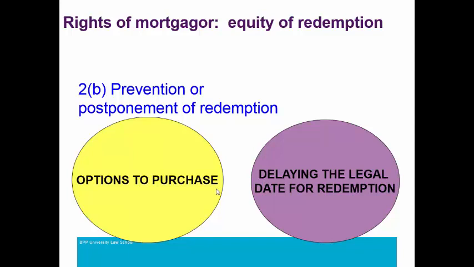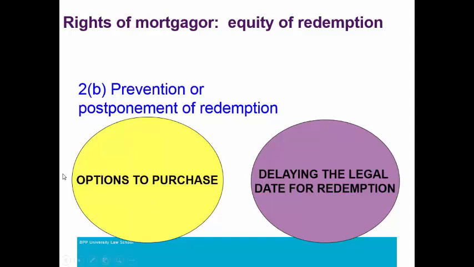So I've got a couple of examples because I think examples make it more real than me trying to explain. The first one is options to purchase. You can't have a clause in a mortgage which says that the lender has an option to purchase the property. And that's because if the lender exercises that option, it means that the property goes to the lender and the borrower is prevented from repaying the loan and getting the property back unencumbered.